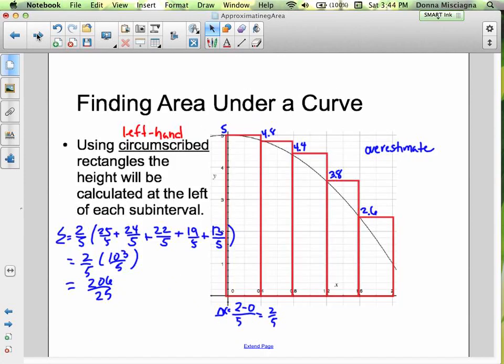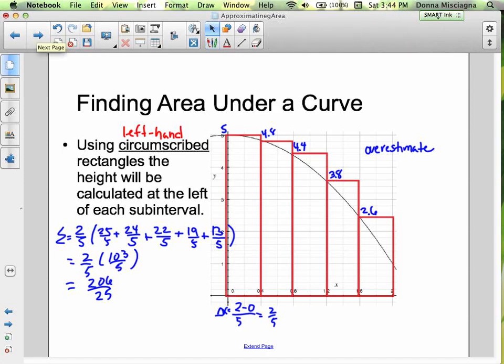Here, there's nothing under the curve that's not represented. Matter of fact, we got a whole bunch of stuff that's not under the curve, like this and this and this and this and this. So this time it's an overestimate. Right, so it's less than 206/25. So the actual is somewhere in between the two. But we're not looking for the actual. We're looking for an approximation using rectangles.